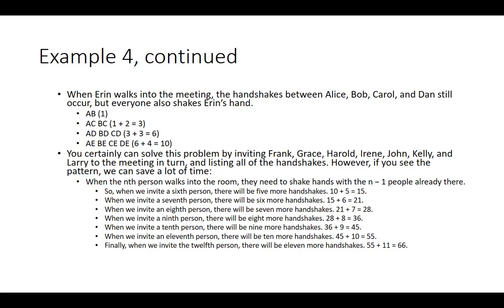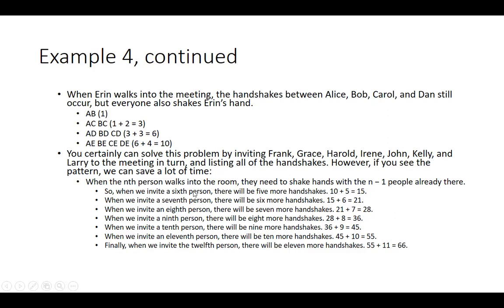When the nth person walks into the room, they need to shake hands with the n-1 people already there. When Erin walked into the room, she was the 5th person. She had to shake hands with the 4 people already there. When Dan walked into the room, he was the 4th person. He needed to shake hands with the 3 people already there. The 3rd person in the room shook hands with the 2 people already there. So the nth person walks into the room, they shake hands with the n-1 people already there.